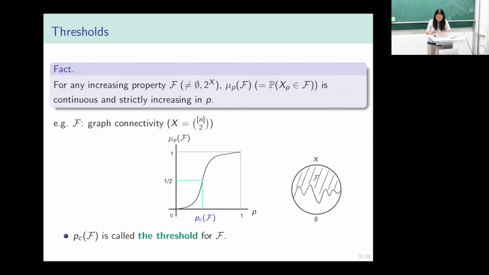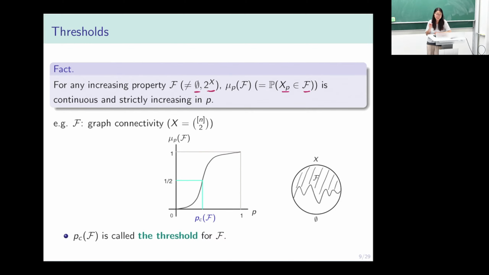A well-known fact is that for any increasing property F, which is not the empty set or the entire collection, we just exclude those things to avoid triviality. So for any increasing property F, mu p of F, which is by definition the probability that X_p, our random object, satisfies the given increasing property F, is continuous and strictly increasing in p.